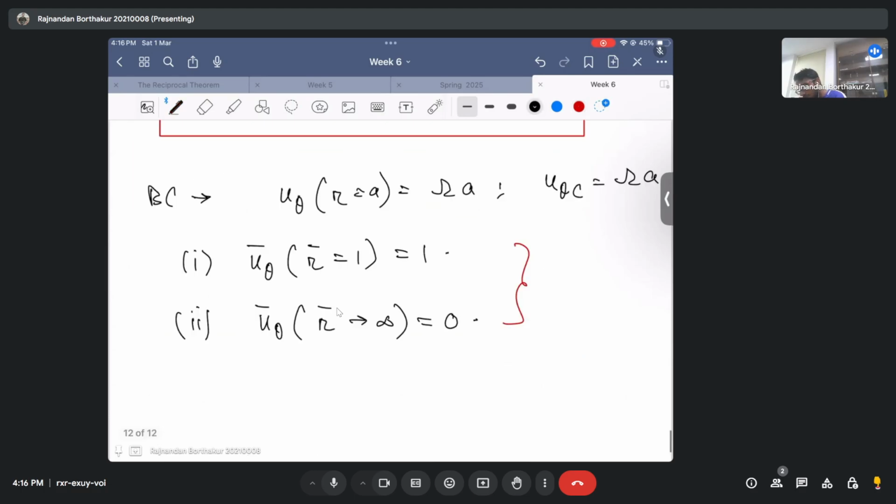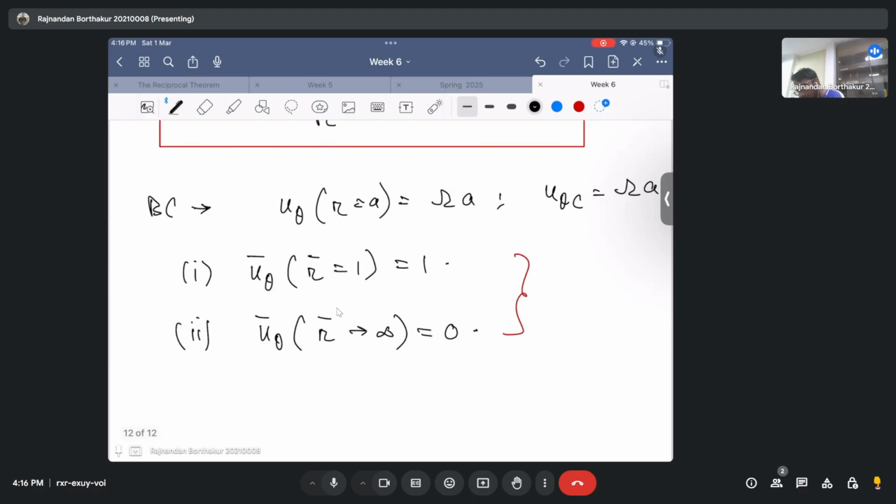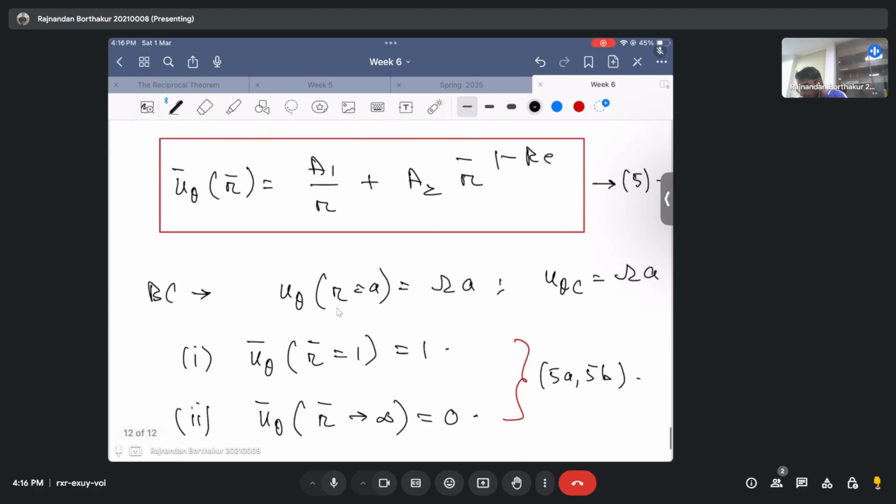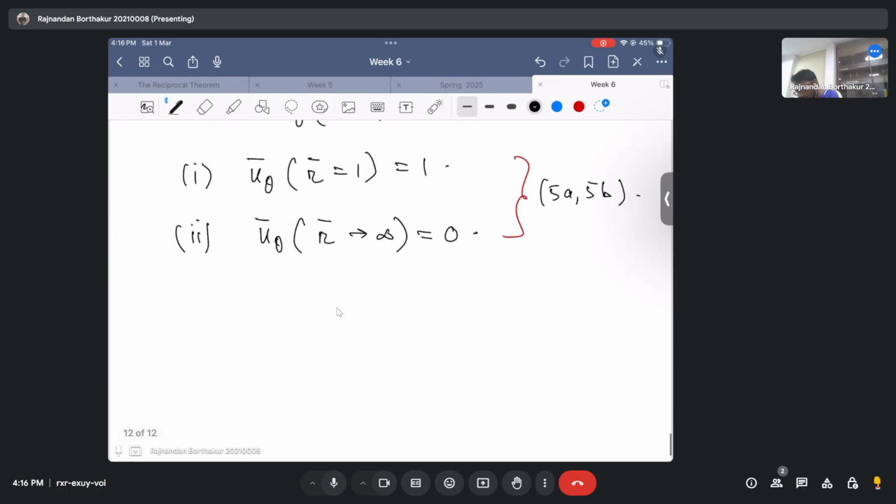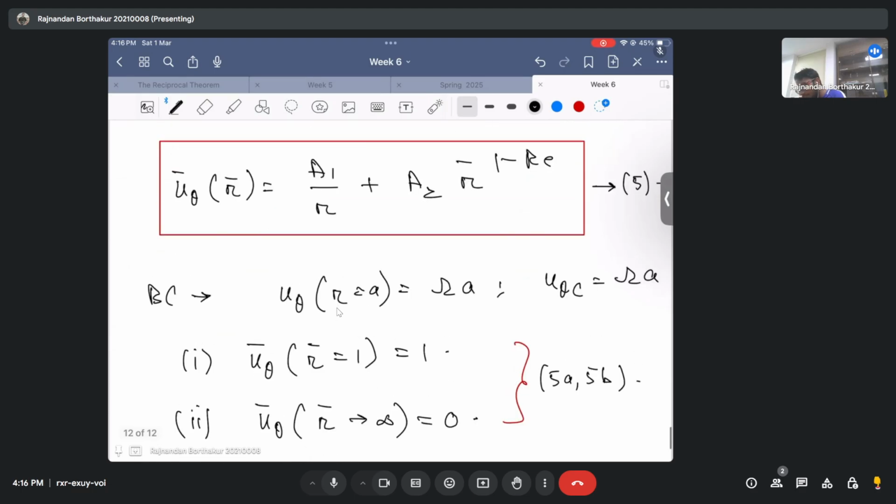So let's try to use the boundary conditions. Let's say this is 5a and 5b into 5. All right, so now what we'll do is take 5a and 5b and substitute this into 5. So you can now see a very interesting case here.